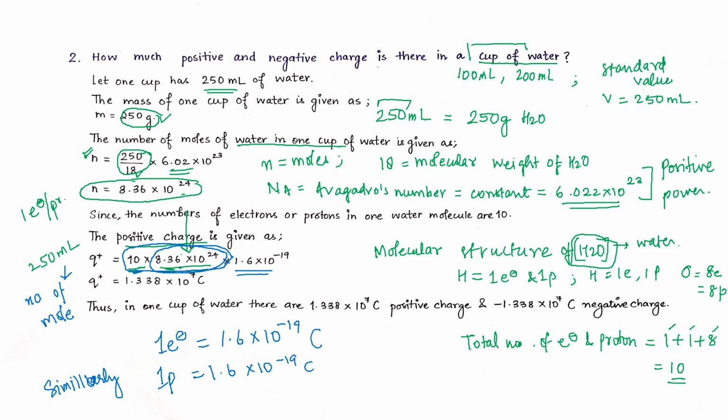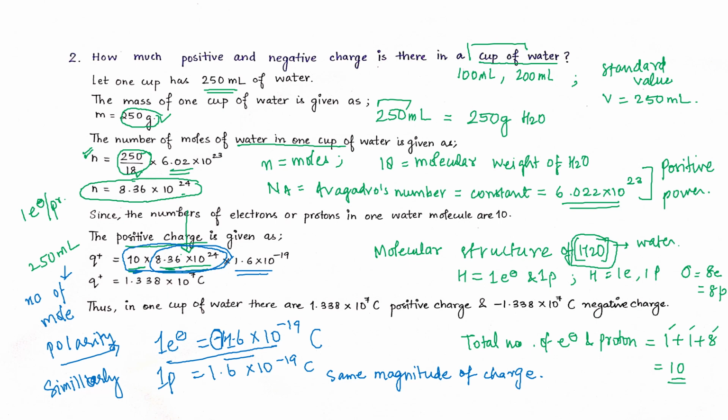So what is the difference between the charge of one electron and the charge of one proton? There is no difference in magnitude. The difference is in their sign. When we talk about the charge of an electron, we always put a negative sign before writing 1.6. They both have the same magnitude of charge. Only the difference is polarity. An electron has a negative polarity, whereas a proton has a positive polarity.